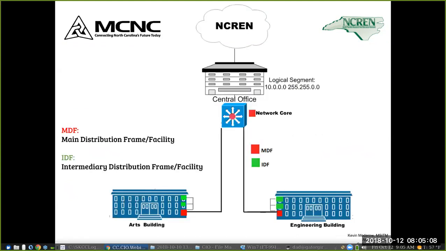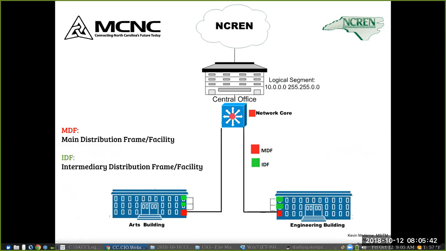So what do we mean by MDF and IDF? Well, an MDF is a main distribution frame. That's a term that goes back to early telco telecommunication days. Often nowadays it's referred to as facility rather than frame. But each building has an MDF. It's where the wide area network connection enters the building. It's the ingress and egress for most of our network traffic. And every building has an MDF.